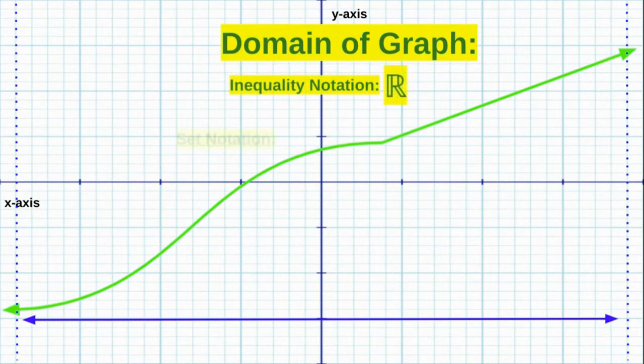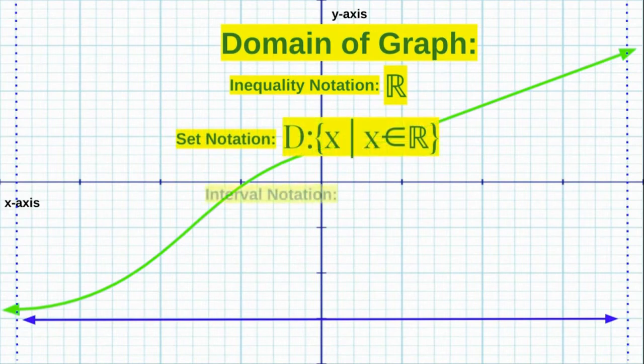The inequality notation is going to be the same. The set notation is also going to be the same. And the interval notation is also going to be the same. Remember, this is describing the domain of the function. The domain, of course, being the x values.